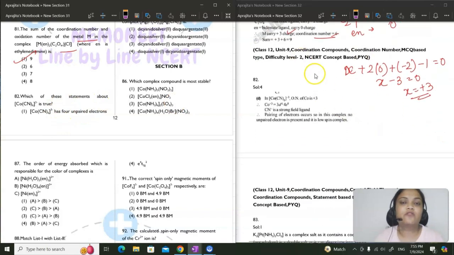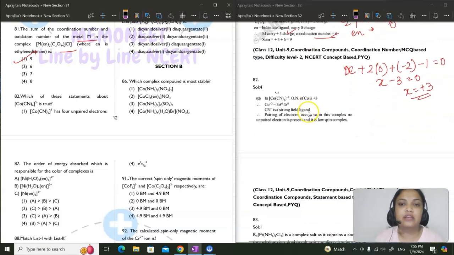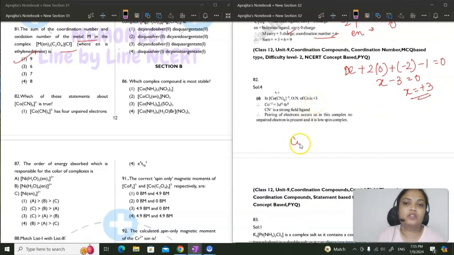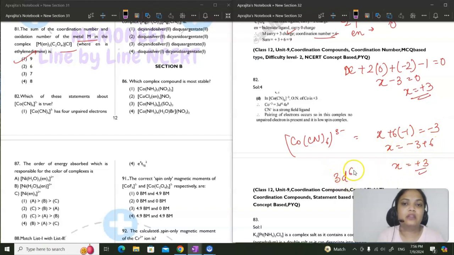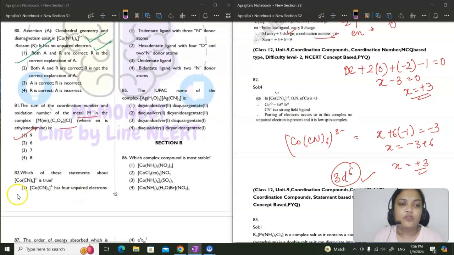Now just now we did it for cobalt with NH3, now we can do it for cyanide. Again here the oxidation state of cobalt is +3, because X plus 6 into -1 is -3, so X is equal to -3 plus 6, which is +3. And +3 means it is 3d6 and it is a strong field ligand, so pairing will happen and it's a low spin complex, diamagnetic. So from here you can say 4 unpaired electrons.